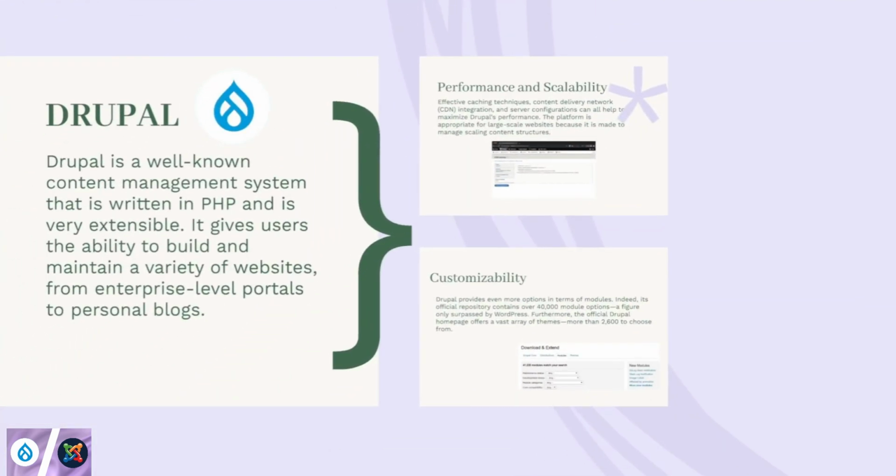Starting off with Drupal. Drupal is a well-known content management system that is written in PHP and is very extensible. It gives users the ability to build and maintain a variety of websites, from enterprise-level portals to personal blogs. Drupal is a recommended option for projects with a variety of requirements because of its modular architecture, which enables the easy addition of features through modules. Let's now examine some of its features.